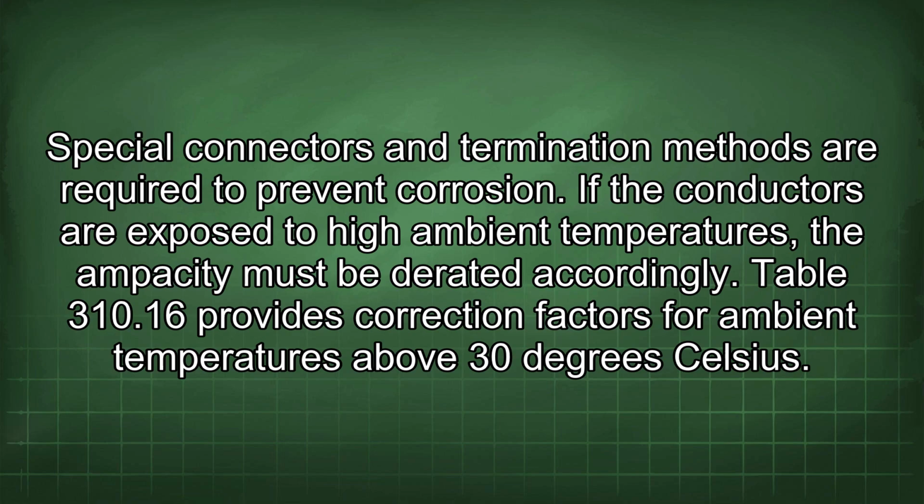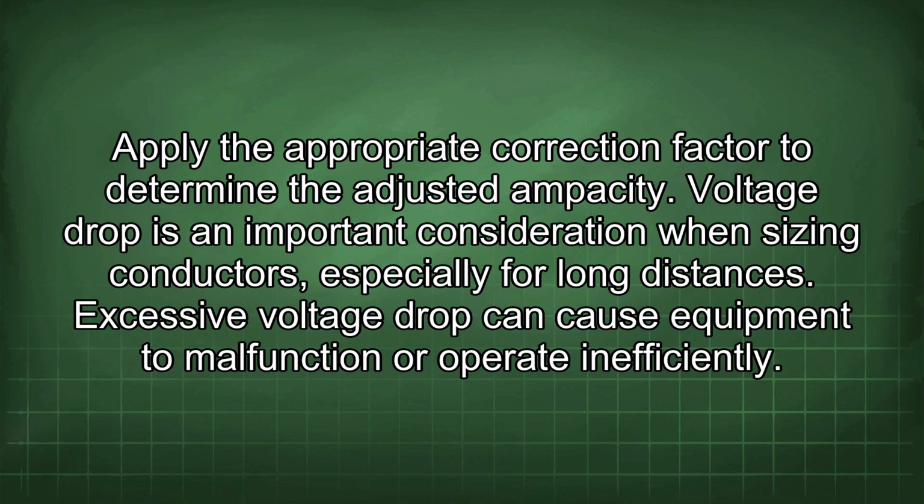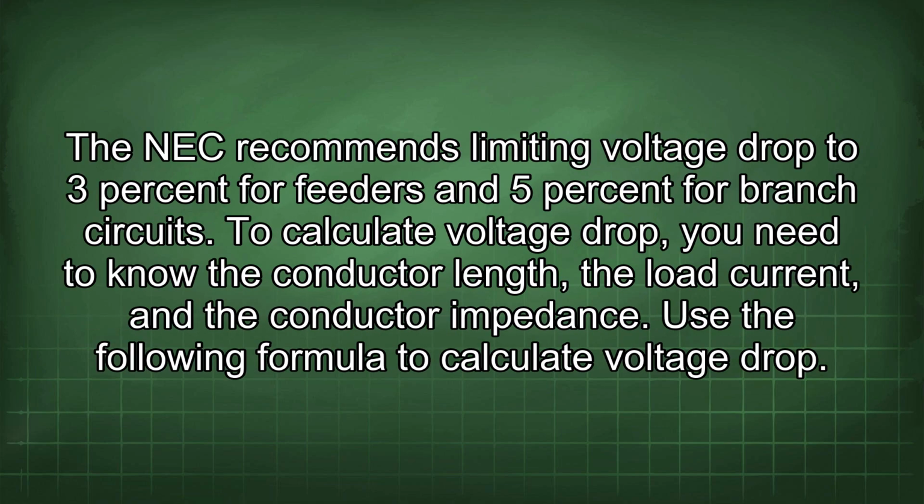If the conductors are exposed to high ambient temperatures, the ampacity must be derated accordingly. Table 310.16 provides correction factors for ambient temperatures above 30 degrees Celsius. Apply the appropriate correction factor to determine the adjusted ampacity. Voltage drop is an important consideration when sizing conductors, especially for long distances. Excessive voltage drop can cause equipment to malfunction or operate inefficiently. The NEC recommends limiting voltage drop to 3% for feeders and 5% for branch circuits.